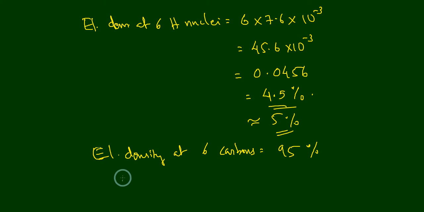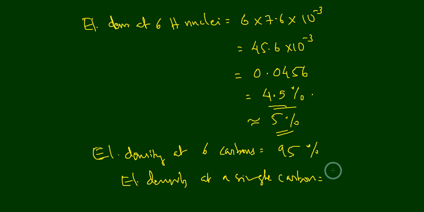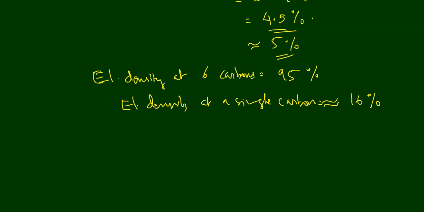Means the electron density at a single carbon is almost equal to 16 percentage. Okay, that is what we can see from here. So the electron density at a single carbon is 16 percentage. So the similar calculations we already carried out for the methyl radical.